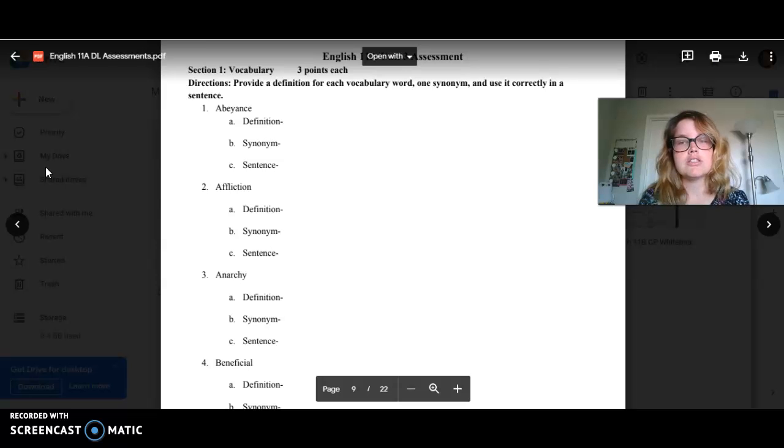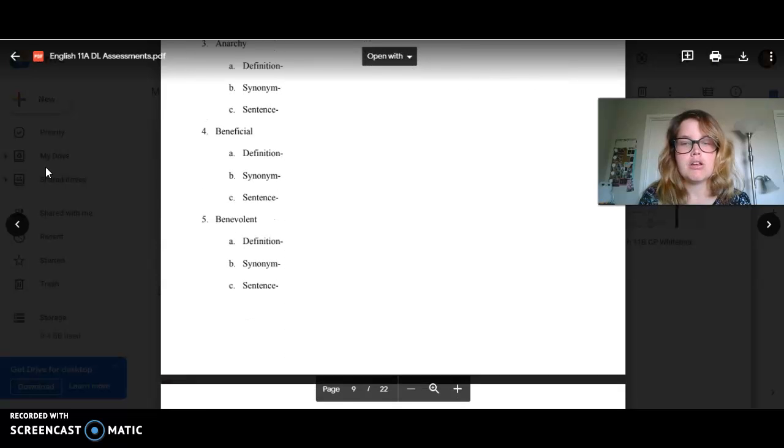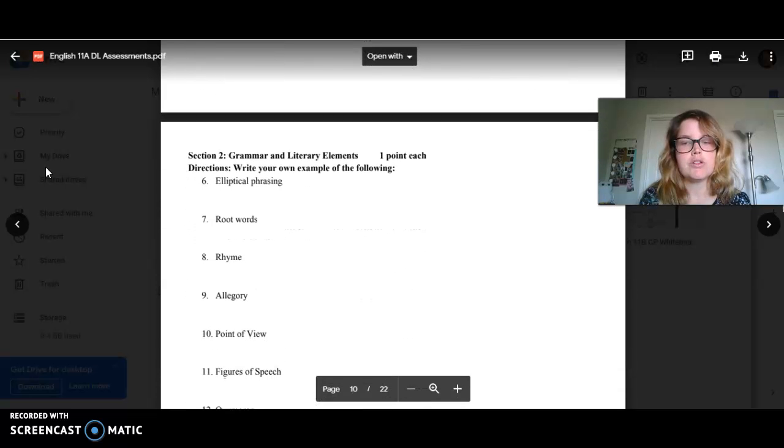First part first is vocabulary, so it gives you a vocab word, abeyance, affliction, whatever. Definition: you have to give your definition in your own words, right? One synonym, and then one sentence that includes that word. Make it your own sentence. Please, please, please, if you need help, let me know.